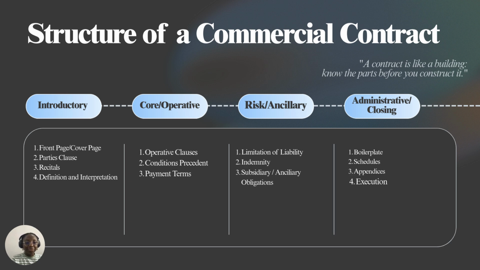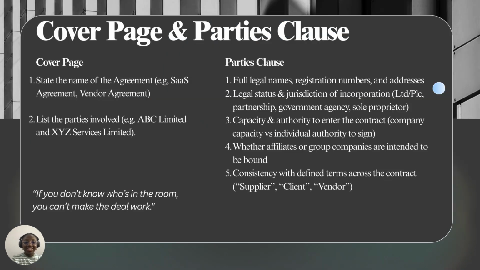Next, let's delve into the cover page and parties clause. Now, the cover page, it's that first page in the agreement that states the name of the agreement. Is this a SARS agreement? Is this a vendor's agreement? Is this a supplier's agreement? And then it also lists the parties involved. So, for instance, you can have supplier's agreement between ABC Limited (the supplier) and XYZ Limited (the client), as the case may be.